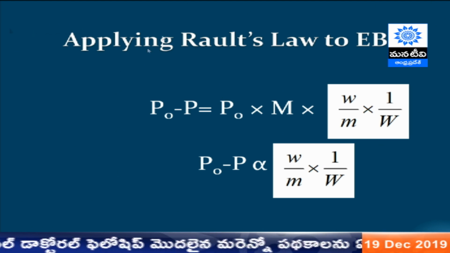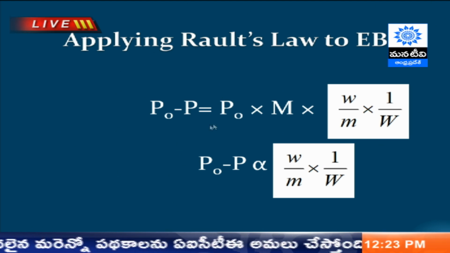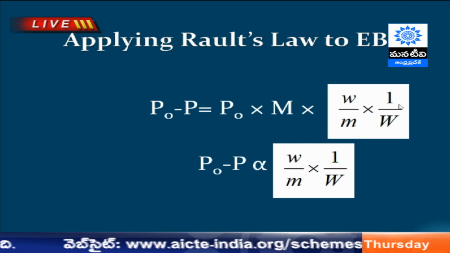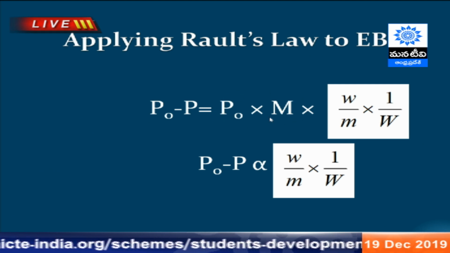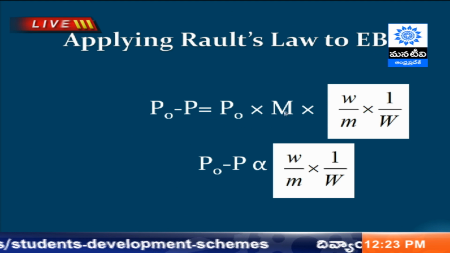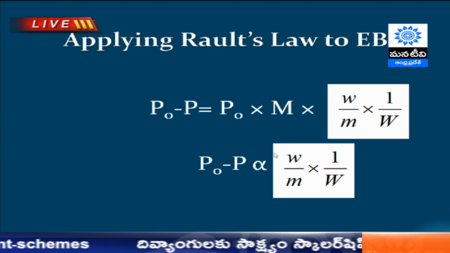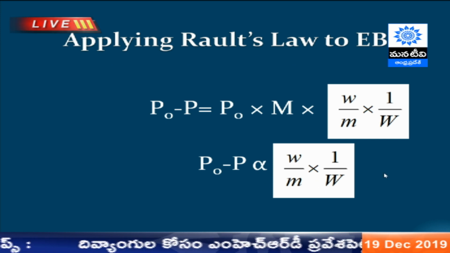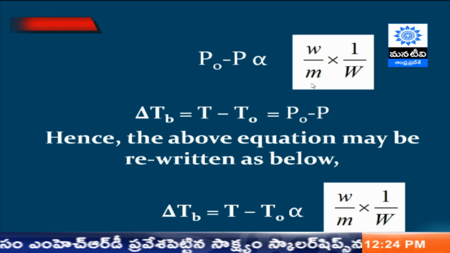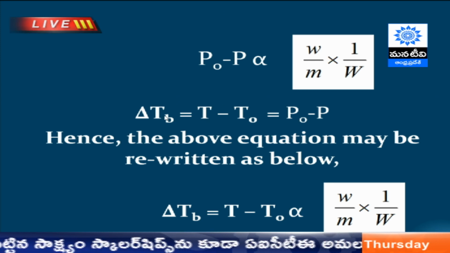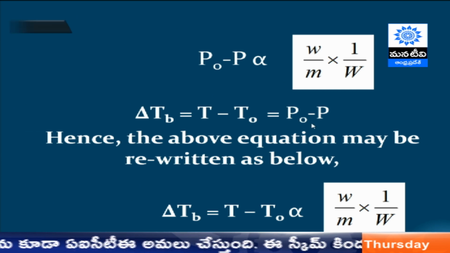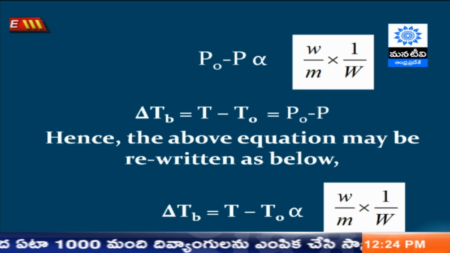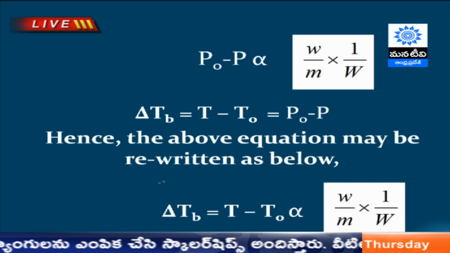Now, applying Raoult's law to elevation in boiling point, you can see P0 minus P is equal to P0 into molecular weight into W by M into 1 by W. This is a constant. When you consider this equality and these constants, you can replace it with a proportionality. So, P0 minus P is proportional to W by M into 1 by W. You also know that delta Tb is equal to P0 minus P. Replacing P0 minus P with delta Tb, that is T minus T0, you get the final equation.